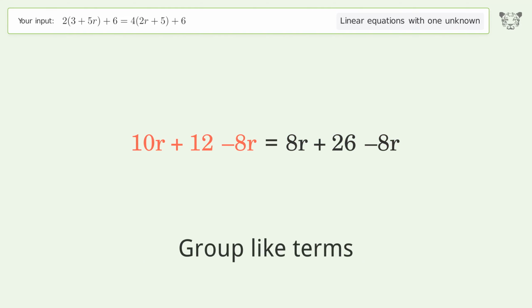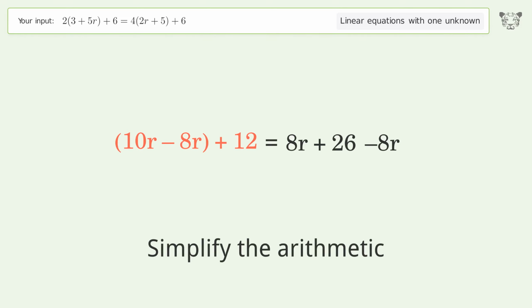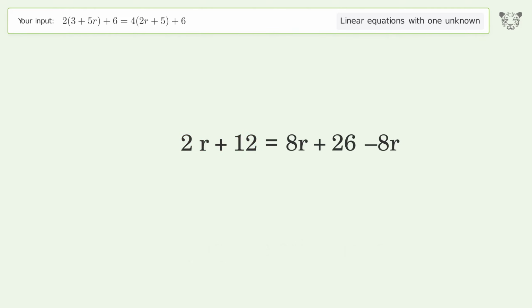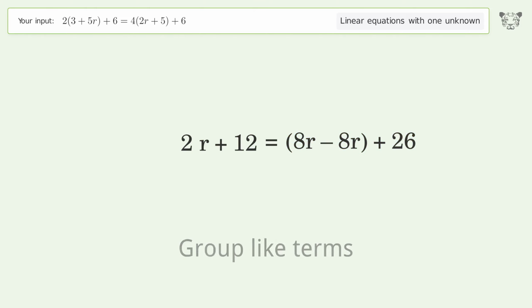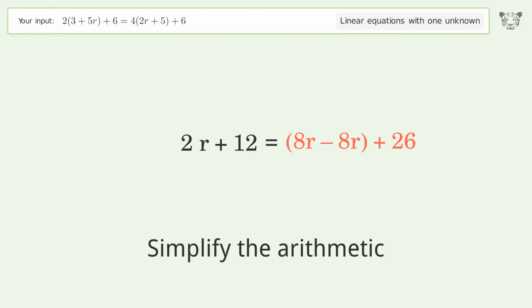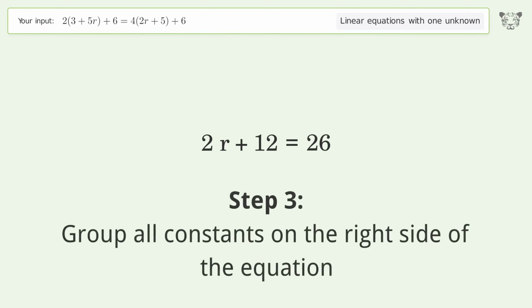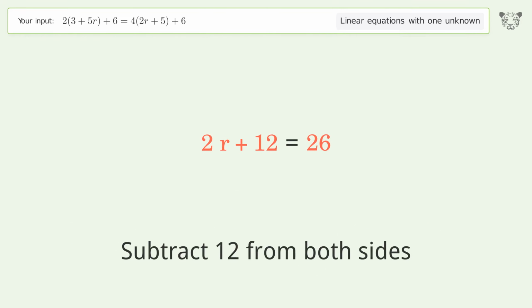Group like terms. Simplify the arithmetic. Group like terms. Simplify the arithmetic. Group all constants on the right side of the equation. Subtract 12 from both sides.